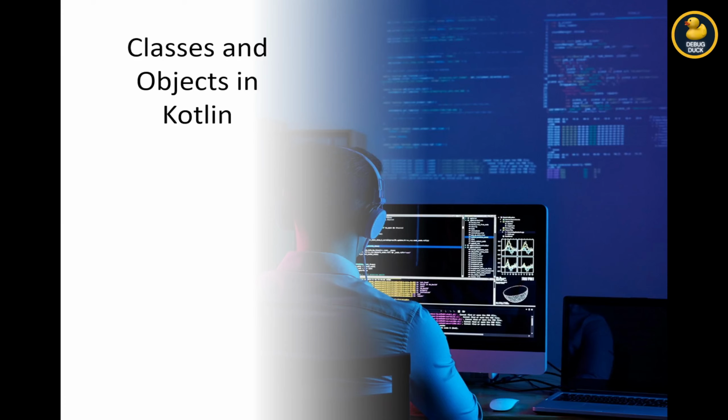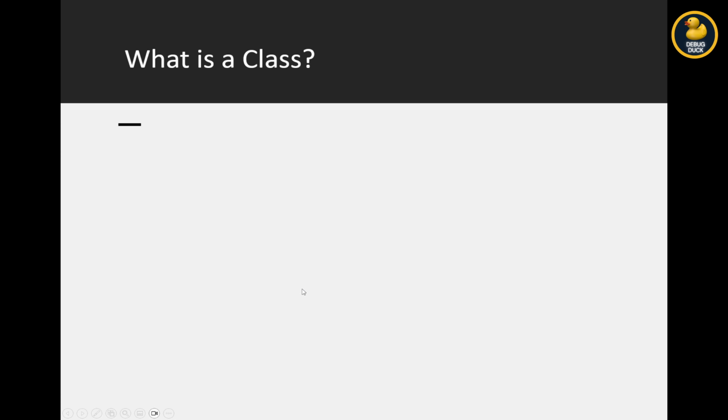How do programs represent real-world things like users, products, or bank accounts? For example, a user with a name and email, a product with a price, a bank account with a balance. In Kotlin, we represent these concepts using classes and objects.